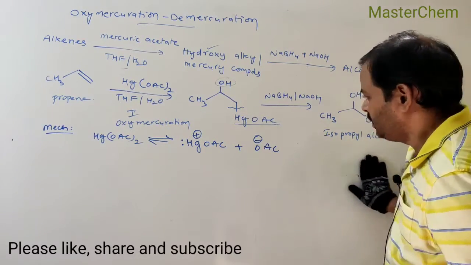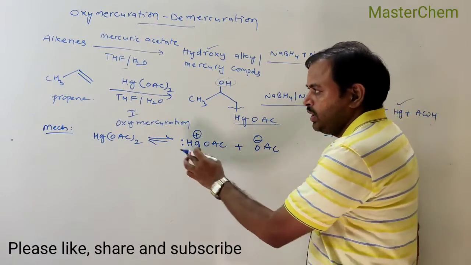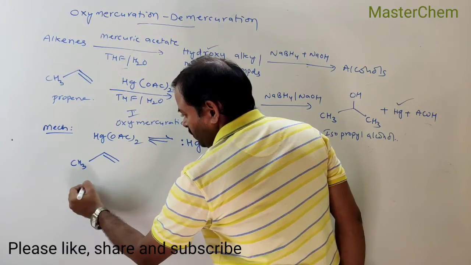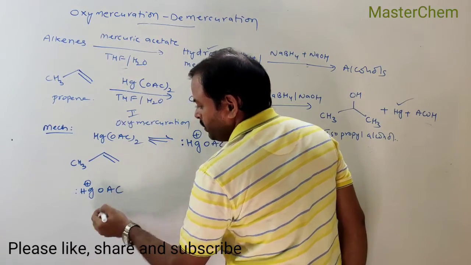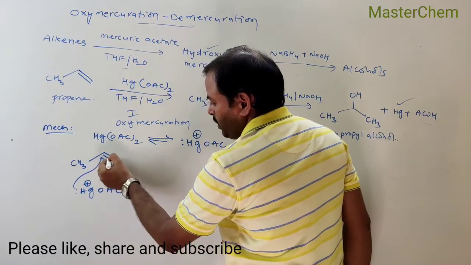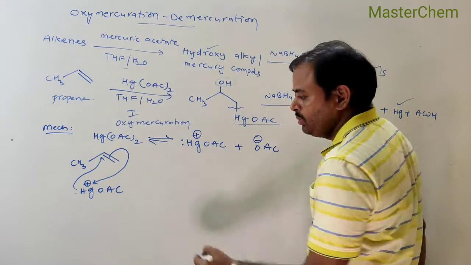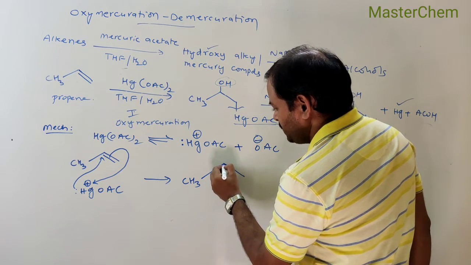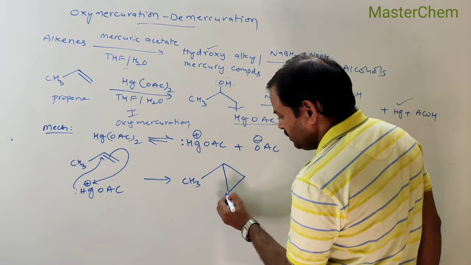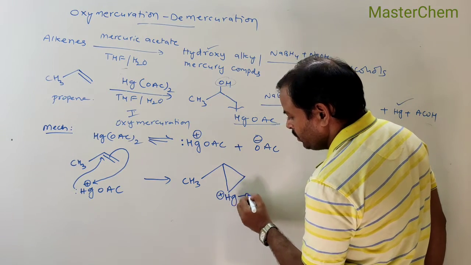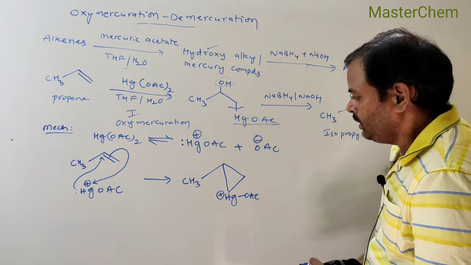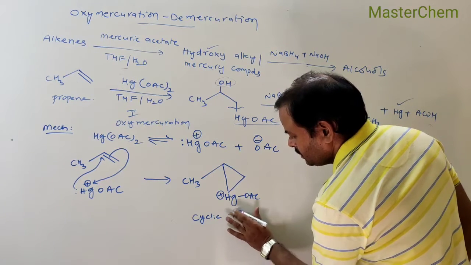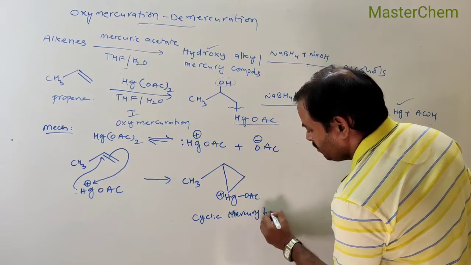So this Hg plus OAc electrophile attacks the unsaturated system. How is it? CH3, here Hg plus with lone pair, OAc. Now, after attack, a bridged complex is formed. That is the mercury bridged complex. So here it is a cyclic Hg plus OAc. So this is the cyclic mercury bridged complex.